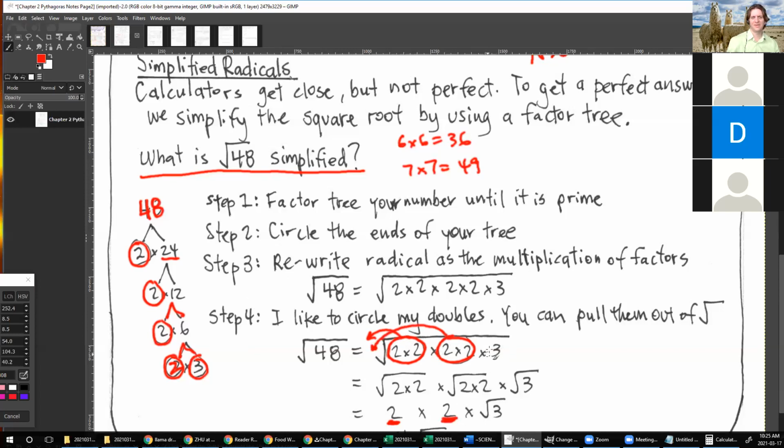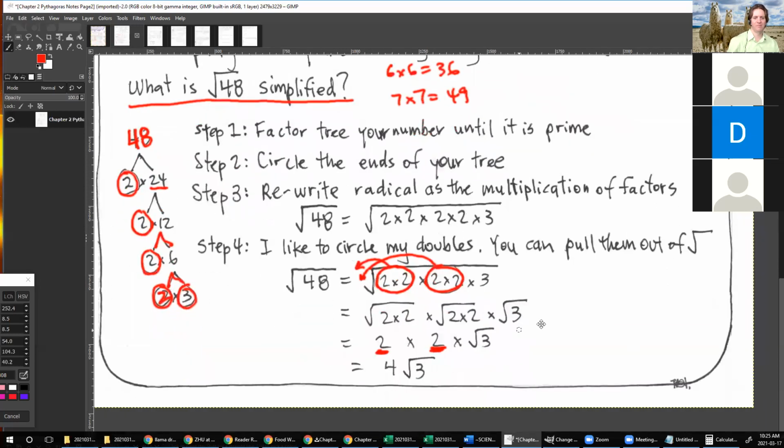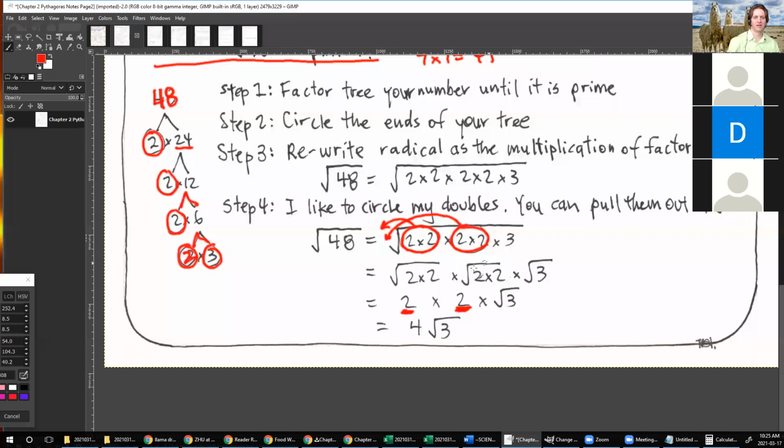And this poor lonely 3, it's stuck in there. It doesn't have a pair. So you know what? Sad thing, but it has to stay in. Okay, and so we have 2 times 2, which is 4. And we still have our lonely square root of 3. And so what we do is we write this as 4 square root of 3. It really means 4 times the square root of 3.